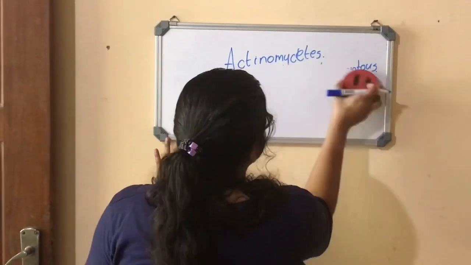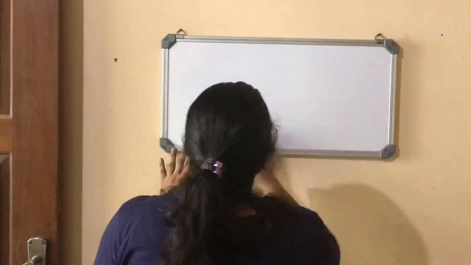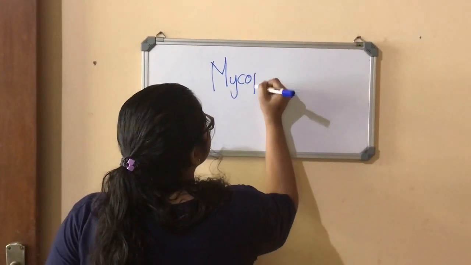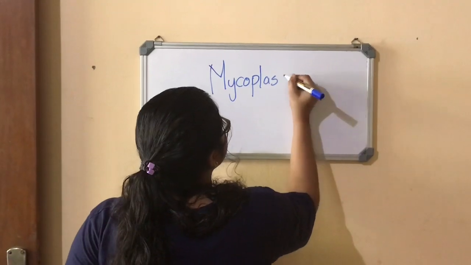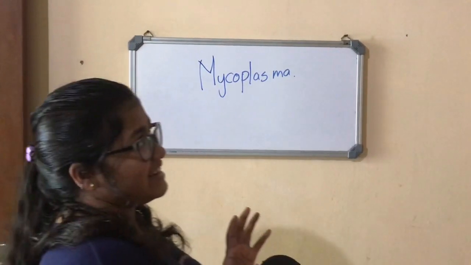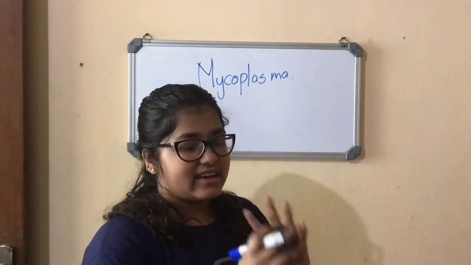And next comes the mycoplasma. Mycoplasma bacteria lack a defined cell wall.